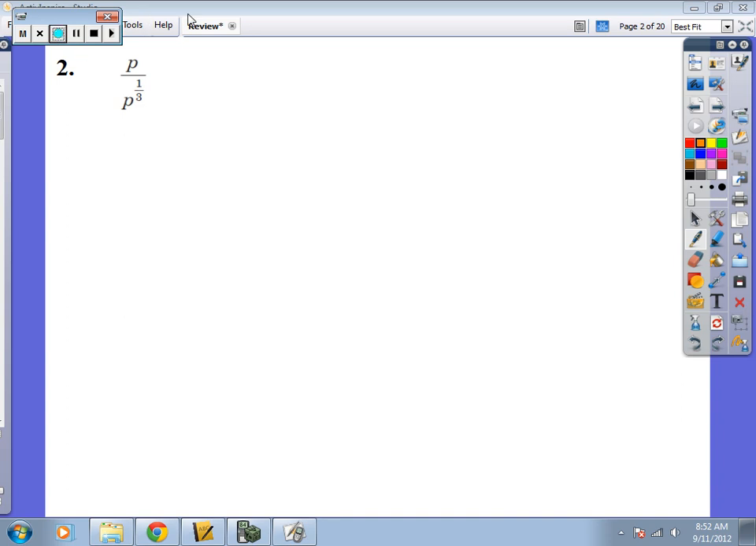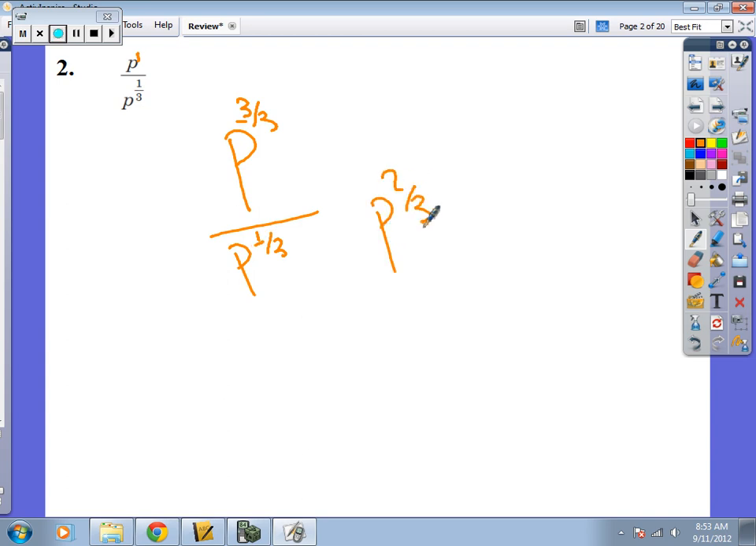Okay, so you start out and you notice that you have a fraction exponent on the bottom. So you have p over p to the 1/3. This is really just p to the first, over p to 1/3. Then you just subtract these guys, and you end up with p to 2/3. Bam. Oak City rocks.